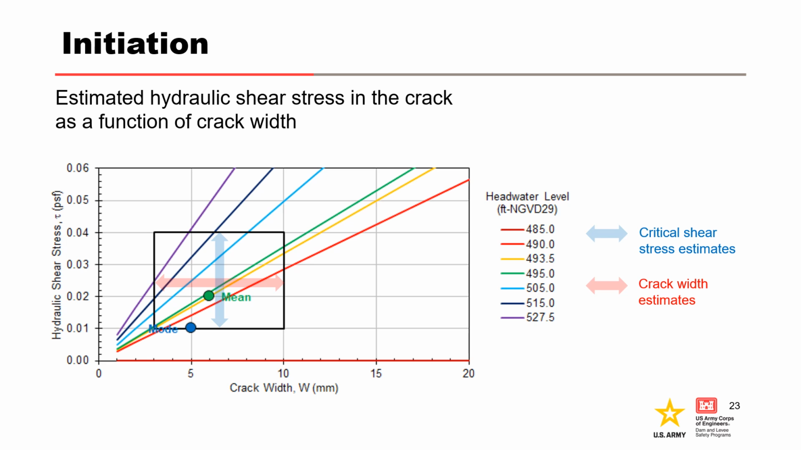The mean refers to the expected value of the critical shear stress and crack width based on the input distribution, and the mode refers to the most likely value or best estimate. From this figure, the reservoir level and crack width needed to exceed a given critical shear stress can be estimated. Initiation of erosion is assumed to occur when the critical shear stress is exceeded.